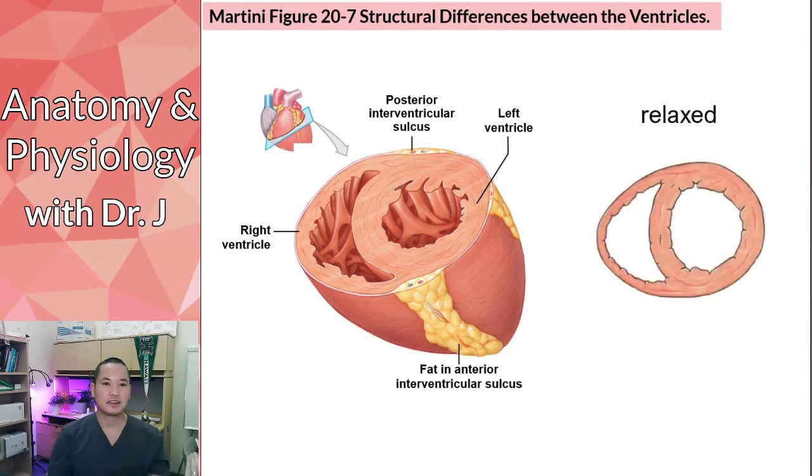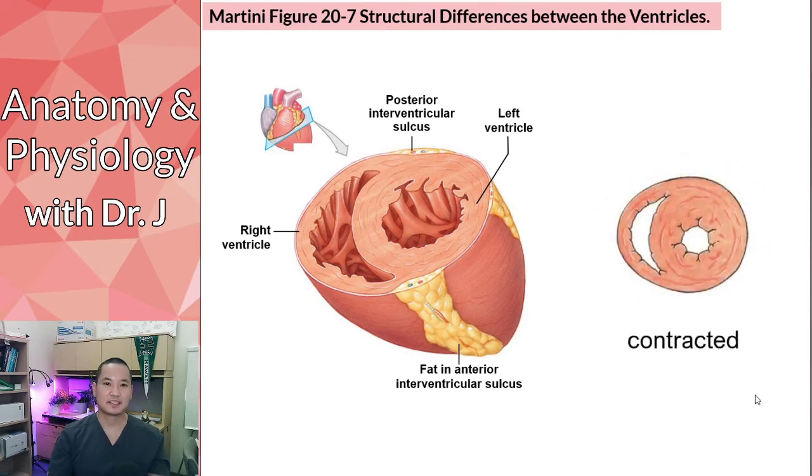So this is what your heart muscle would look like if you took a transverse horizontal section and looked at it from the top. It would look like this, relaxed. And then what would happen when it contracts? Remember, when muscles contract, they shorten. So if you take a purse string or a drawstring bag and you start shortening it, contracting it and tightening it up, it's going to purse and get smaller and smaller, right?